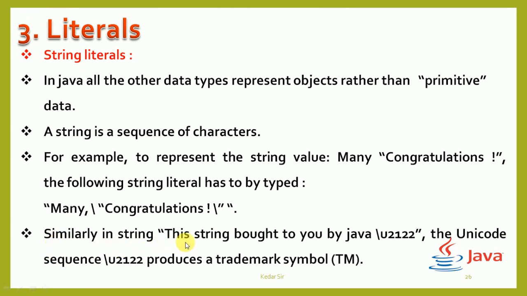Similarly, in the string "This string brought to you by Java\u2122", it is a Unicode sequence, right? It produces the trademark symbol, right? So if you want to generate a trademark or copyright symbol, then you have to use a special Unicode code, right? So it will generate that trademark symbol in the program's output.